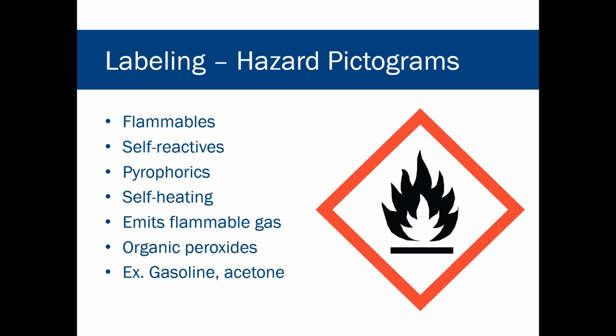Self-reactants we just discussed. Pyrophorics are those chemicals that will spontaneously ignite in air or produce sparks by friction. Self-heating chemicals are kind of self-explanatory; they're going to heat by reacting with air. There are also chemicals that can emit a flammable gas, other organic peroxides, and some examples of flammables would be gasoline and acetone.